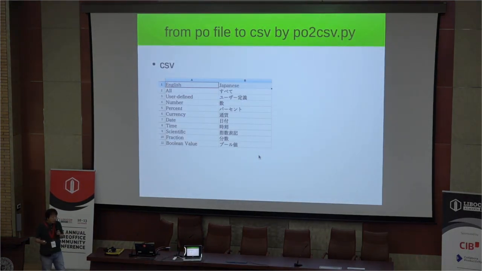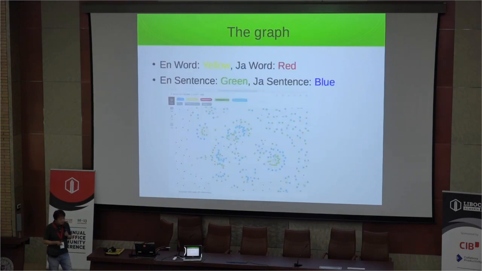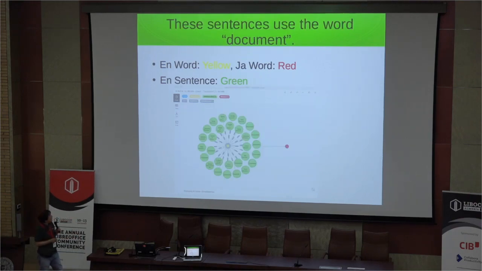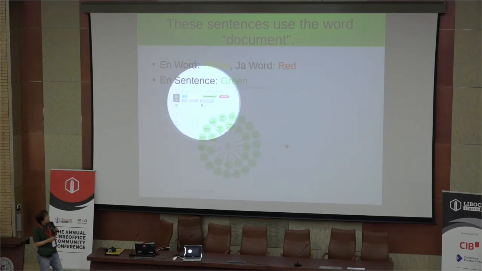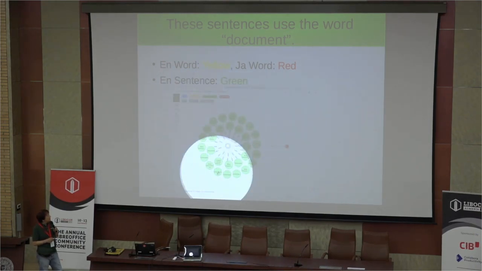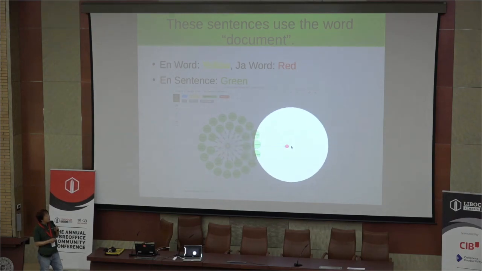So I convert PO file to CSV by my program, PO2CSV Python, and into a graph database, like this one. This is a word and sentence graph in the PO file. This is an English document, document word. These green sentences. Sentences use the word document. Red one is a Japanese document.